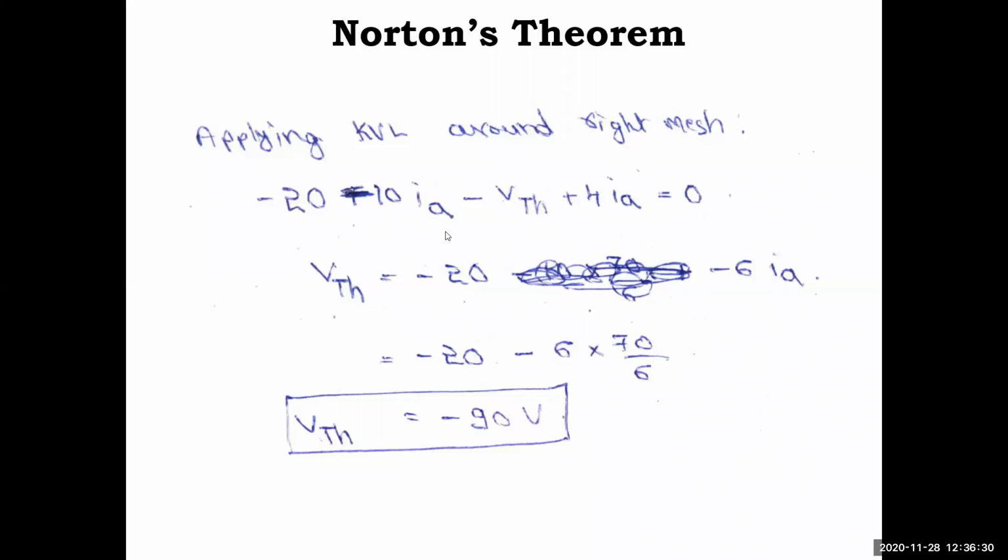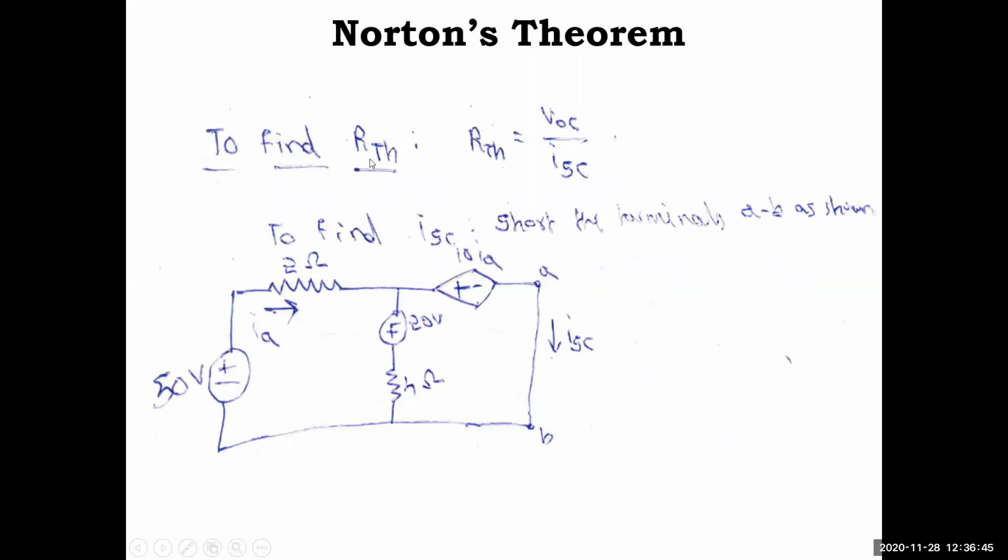Now to find the RTH part, Thevenin's equivalent resistance, we have to go through the second case. Here along with the independent source, we have a dependent source. That's why we need to short the terminals and find the ISC current. To find RTH, we have the ratio of open circuit voltage to short circuit current. So we have to short the terminals AB in the same circuit and find the current ISC.